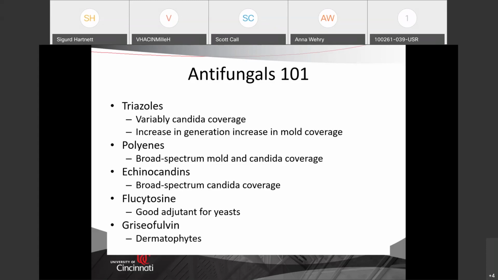is important, for Candidas particularly. Echinocandins, so these are things like micafungin and caspofungin. These are broad spectrum for Candida or yeast infections only. They have no mold coverage, but these are really good for Candida. The majority of our Candida species is sensitive to it, outside of really Candida auris, and Candida auris is variable.